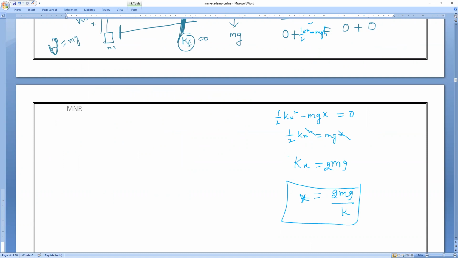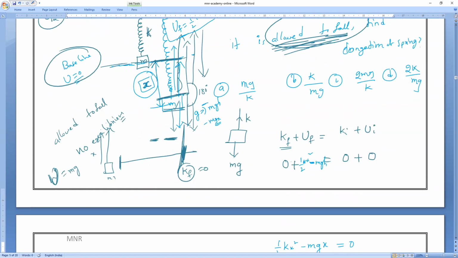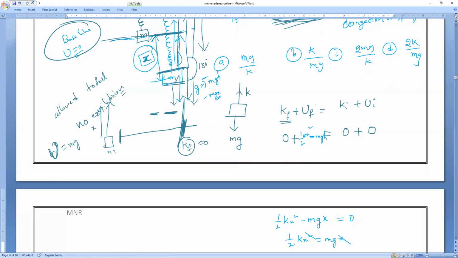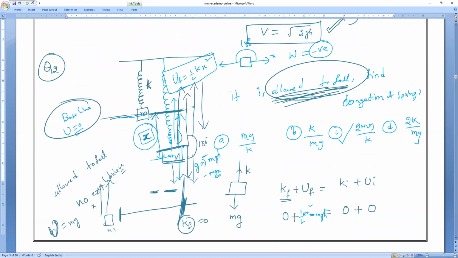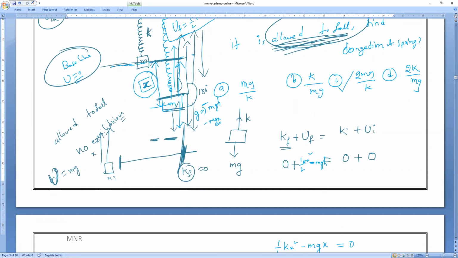Once you solve the next sum, you will understand. So there is a confusion in potential energy. If you are having confusion in potential energy, just wait, and if you solve a similar sum, you will be able to understand it. So what is the answer for this? 2mg by k is the answer. That is the maximum elongation of the spring.